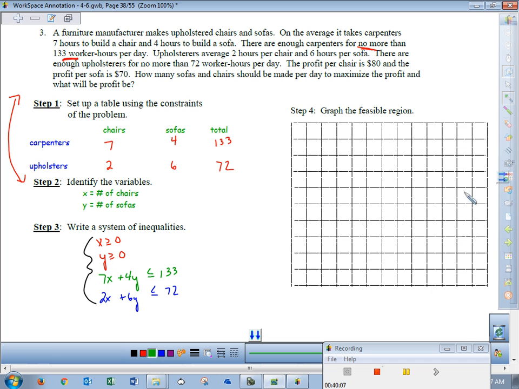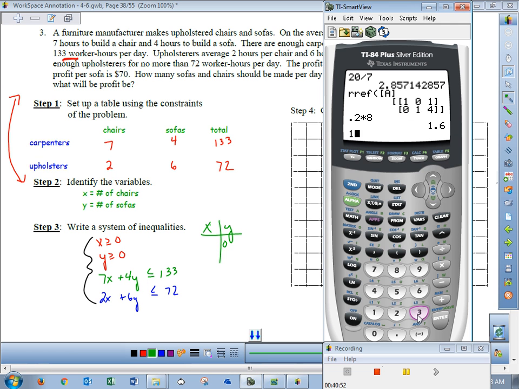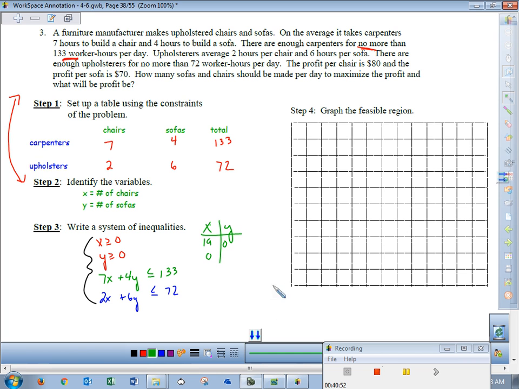So let's make ourselves a graph. I'll need my intercepts. Again, red guys we don't care about. Let's go with the green guy to find my intercepts. Sorry about that. X, Y. I'll let y equal 0 here. Then I need 133 divided by 7. That's a 19. And then if I let x equal 0, 133 divided by 4, it'll give me a decimal, but that's fine. That'd be 33.25. And then on the blue one, let y equal 0, 72 divided by 2 would give you 36. And then let x equal 0, and that would give you a 12.